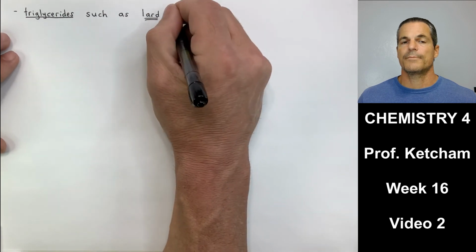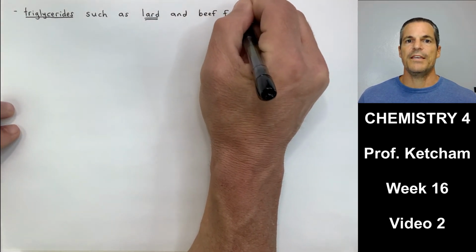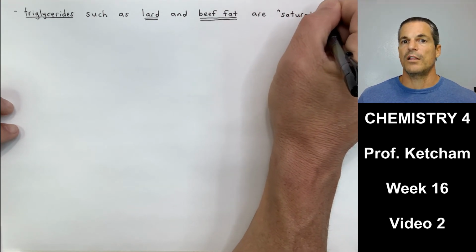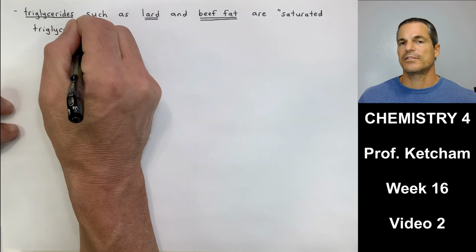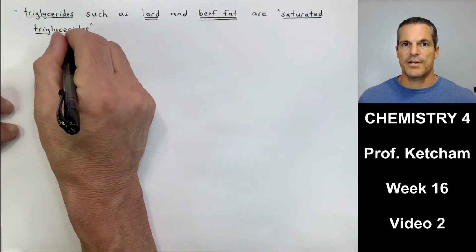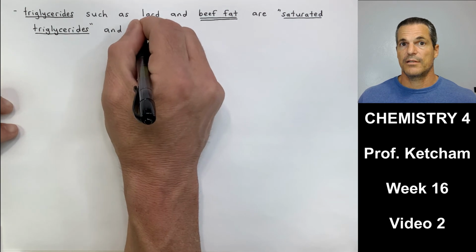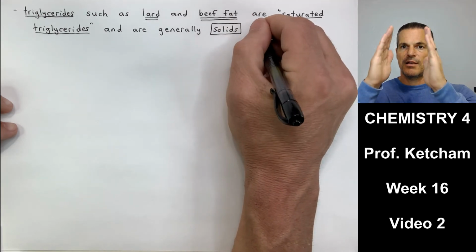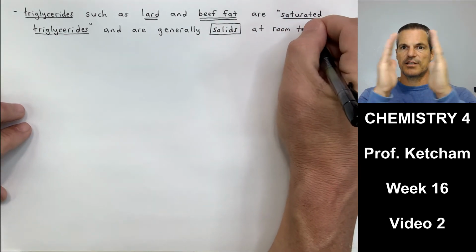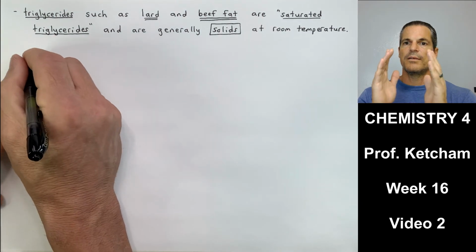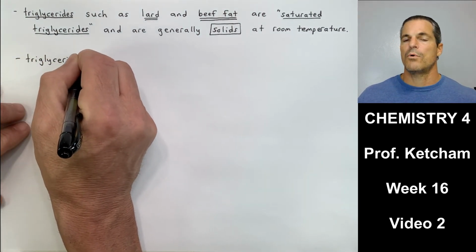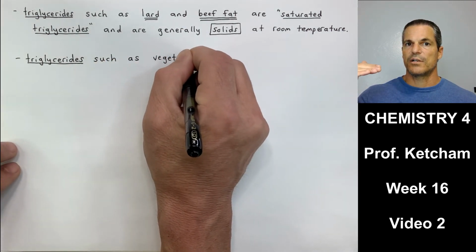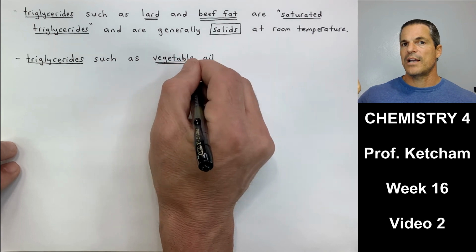Triglycerides such as lard and beef fat at room temperature are both solids. Why are they solids? Well, they're made of saturated triglycerides. So they have all these saturated fatty acids, which means all single bonds. It takes a higher temperature to melt these because all single bonds means those hydrocarbon chains can really get tight. And if you can get the individual molecules close together, it's going to require more energy to melt them. Hence, at room temperature, 25 Celsius or so, they're still solids. They melt at higher temperatures than that.